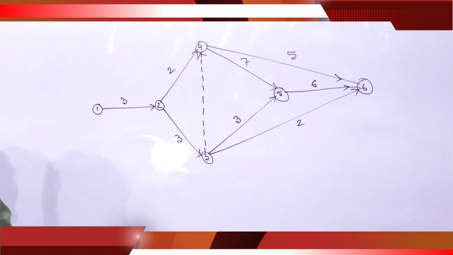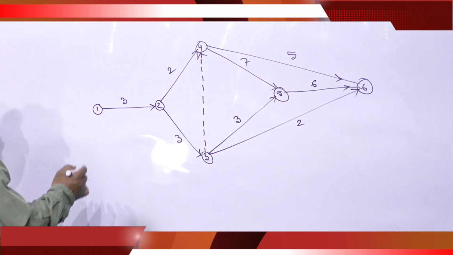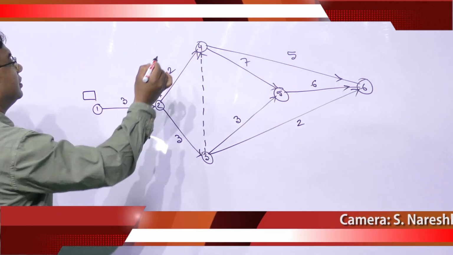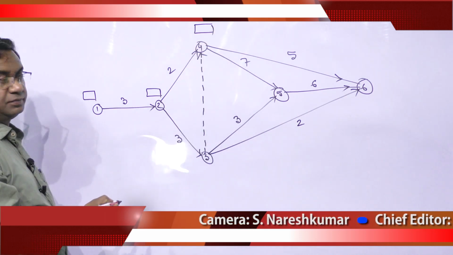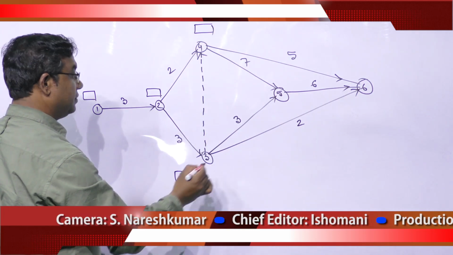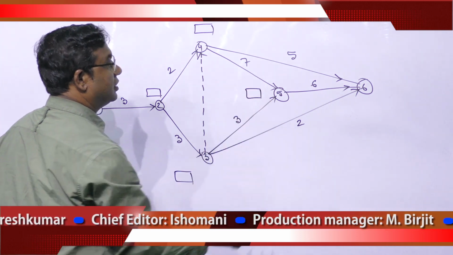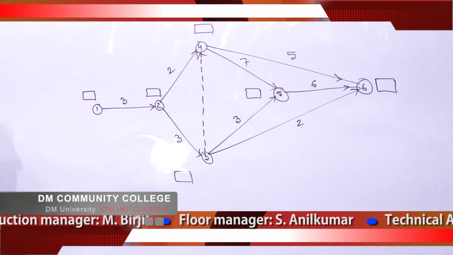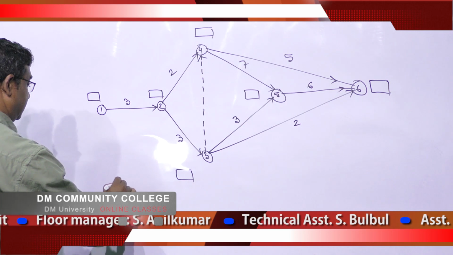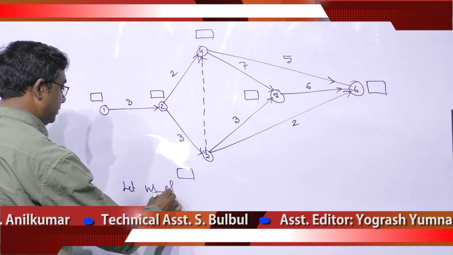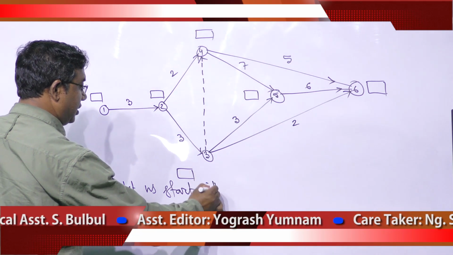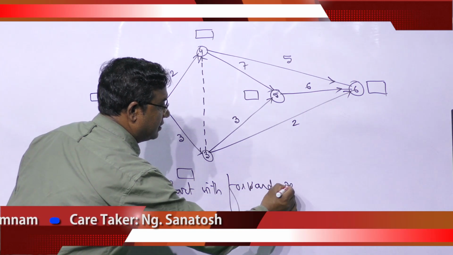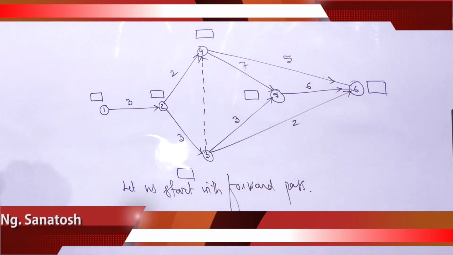So now we have to find the critical path. First you draw one rectangle here. You put here. Then you put here. Then last you put here. So let us start with the forward pass.